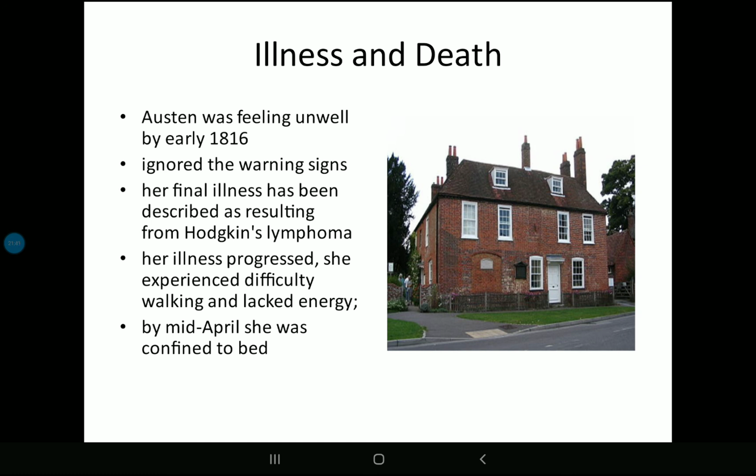There are some diseases which have some sort of earlier symptoms, but we do ignore them. We do not realize that it is a symptom. So she also did this, and here is that particular house where she used to stay during her difficult times, during the time of illness. It is the actual picture of Austen's house.